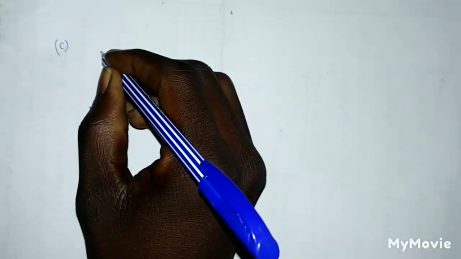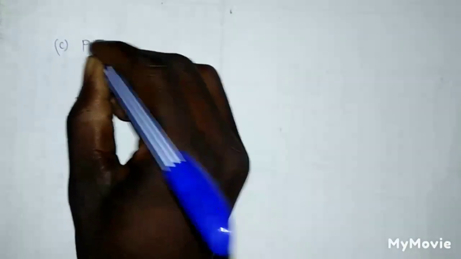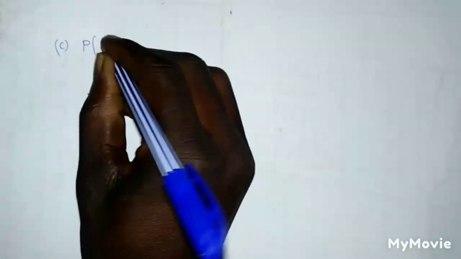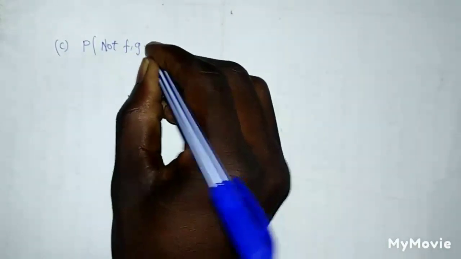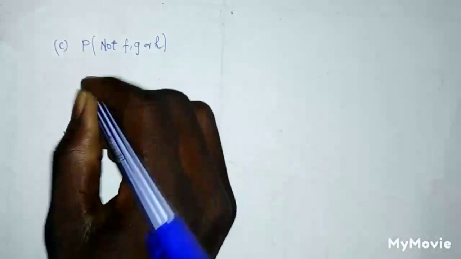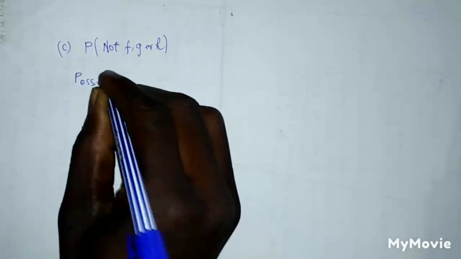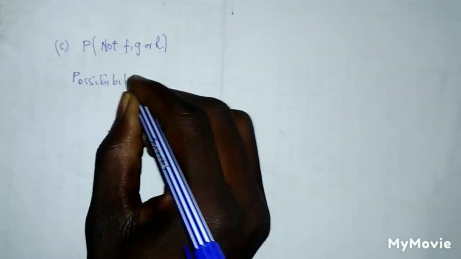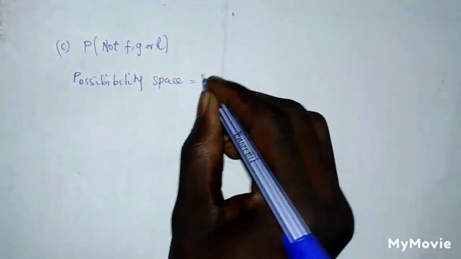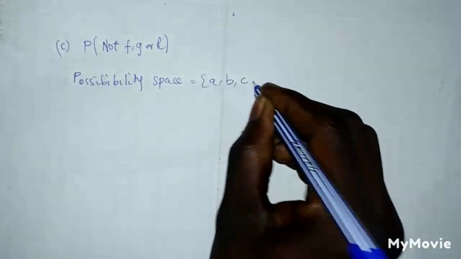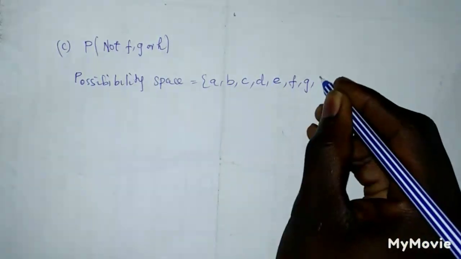Okay, so for C, we have to find the probability of not F, G, or H. Remember our possibility space: if I write the possibility space, it is equal to A, B, C, D, E, F, G, H.